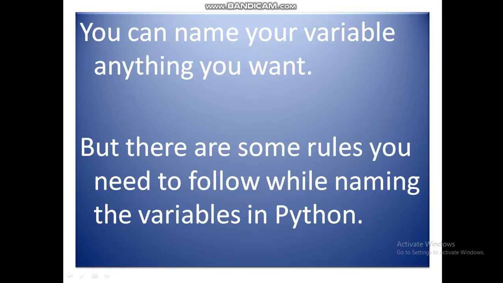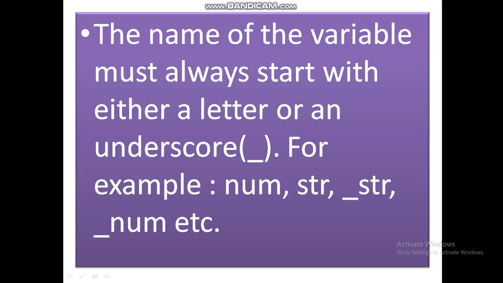You can name your variable anything you want, but there are some rules you need to follow while naming variables in Python. The first rule is the name of the variable must always start with either a letter or an underscore. For example, num, or str, or _str, or _num, etc. can be a variable name, but it has to start with either a letter or an underscore.